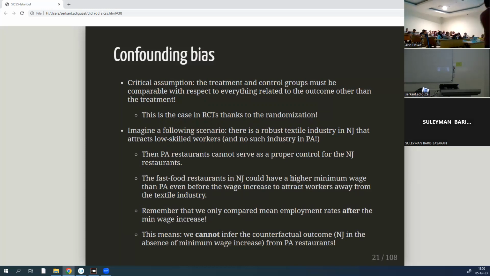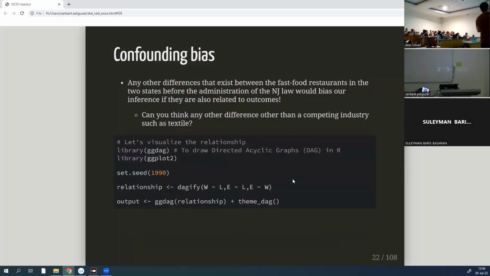So that's why this textile industry, if we just omit this, is going to confound the relationship. The difference we see could be attributed to the textile industry, right? While we don't observe this, if we just don't take that into account, then it's going to bias our results, all right? So that means we cannot infer the counterfactual outcome from PA restaurants because they are not going to be comparable because of this confounding bias.